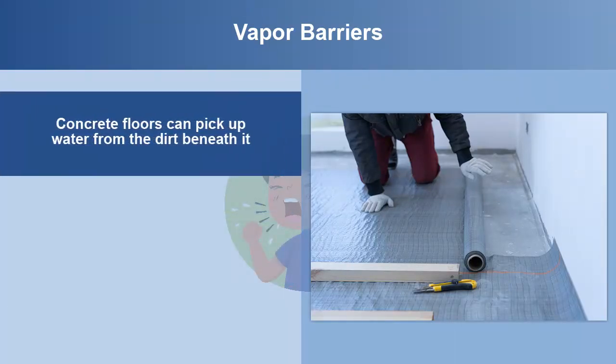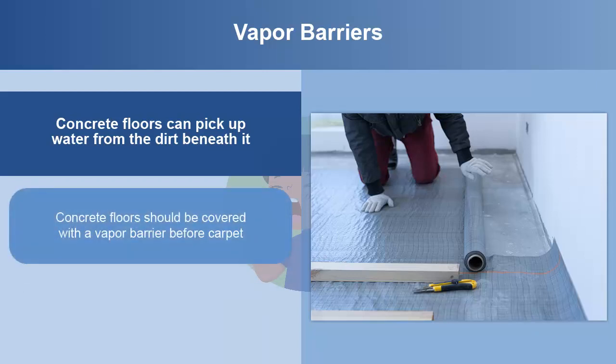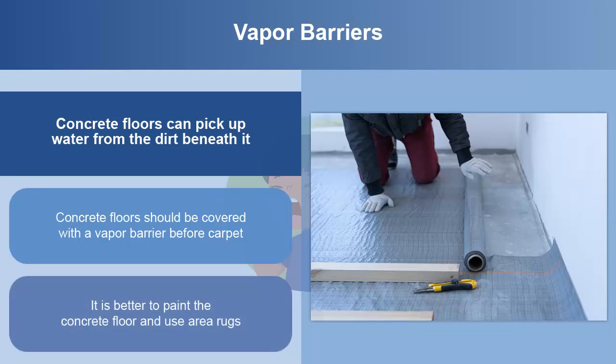A concrete floor can pick up water from the dirt beneath it. If the floor is to be covered with carpeting, a vapor barrier, non-porous plastic sheeting, should be placed between the carpet and concrete to prevent moisture from entering the carpet. If you don't put down a vapor barrier, the concrete will make the carpet damp and encourage mold growth. It's better to paint the concrete floor and use area rugs.